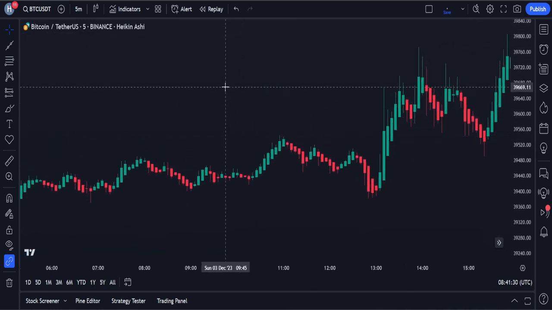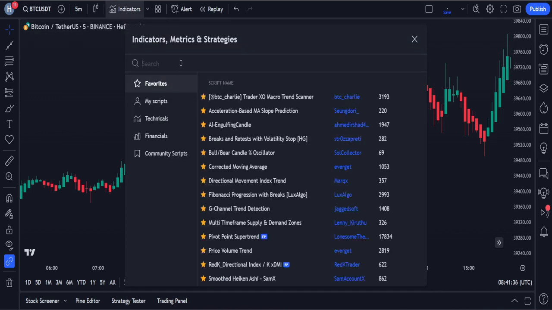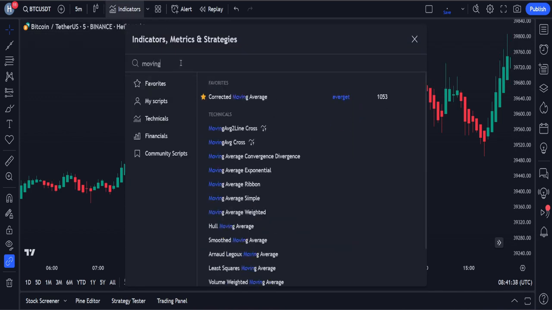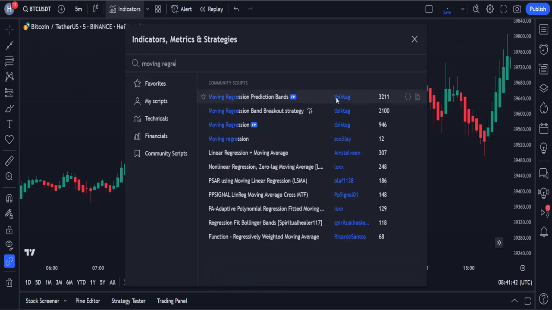So first of all, let's add the first and main indicator of our strategy to our chart. For that, we will click on Indicators and we will search for Moving Regression Prediction Bands. And then add this one, created by TV Guide Tag. As you can see, this indicator is an editor pick.